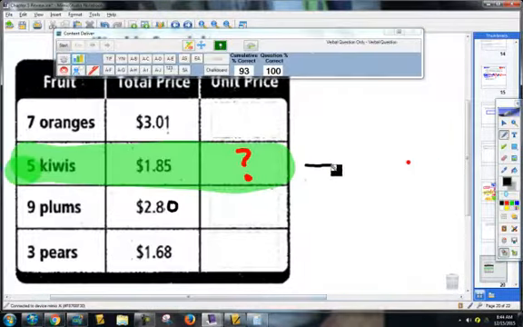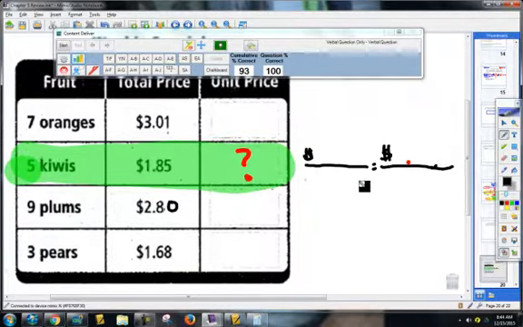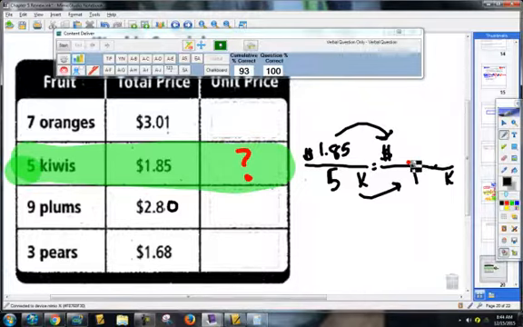Just to show you how to do this, just to make sure we're all clear, remember when it's unit price, money has to go on the top. That means whatever the object is, in this case kiwis, goes on the bottom. We want to figure out 1 kiwi. So we just do our fake ratio, which is $1.85 for every 5 kiwis. You can cross multiply and divide, or just divide by 5 to both top and bottom. You would get 37 cents. So we'll go ahead and put that in there, 0.37.